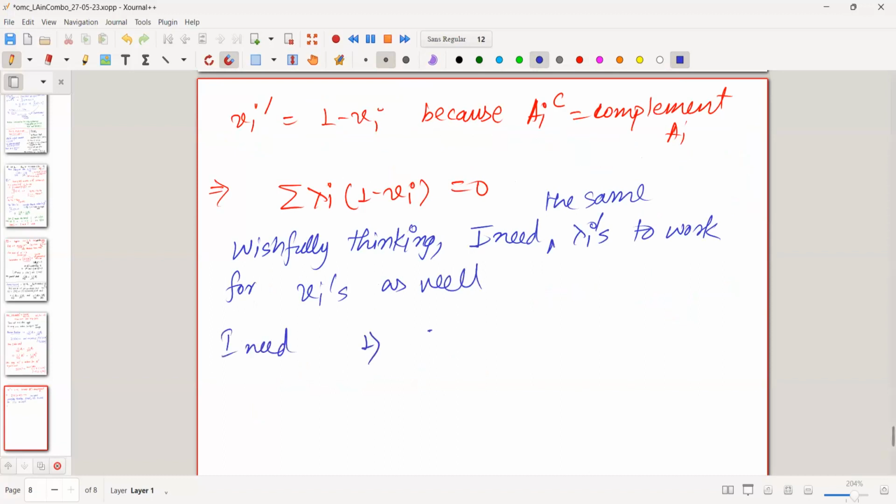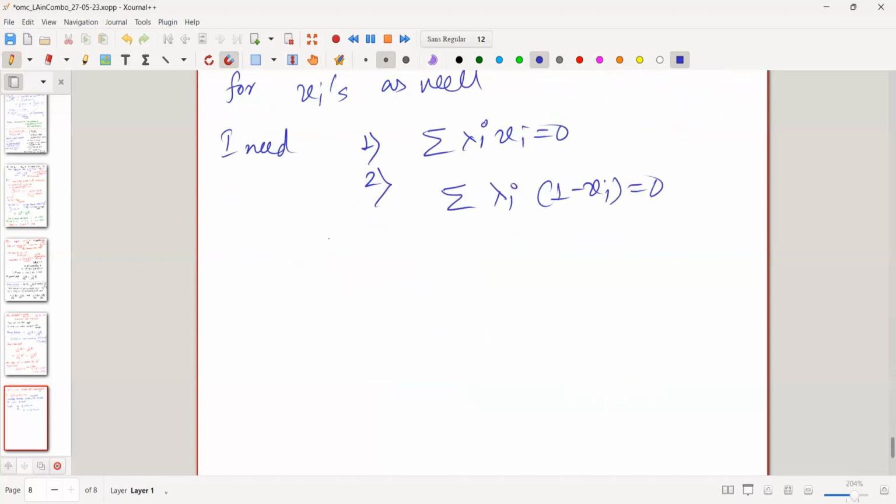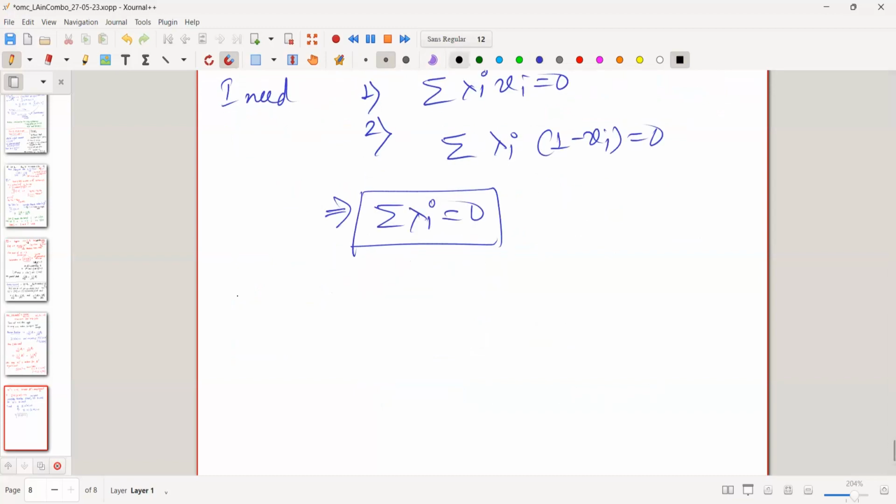So I need one, the summation of lambda_i v_i equals 0, and two, the summation of lambda_i (1 minus v_i) equals 0. This basically tells me that I also need the sum of the lambda_i's to be 0.